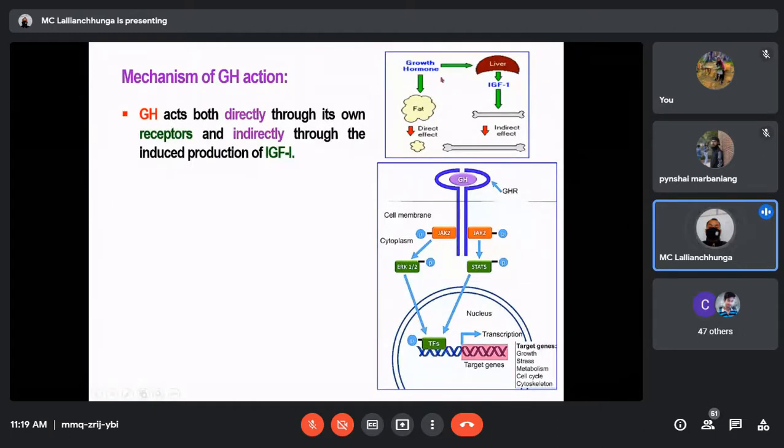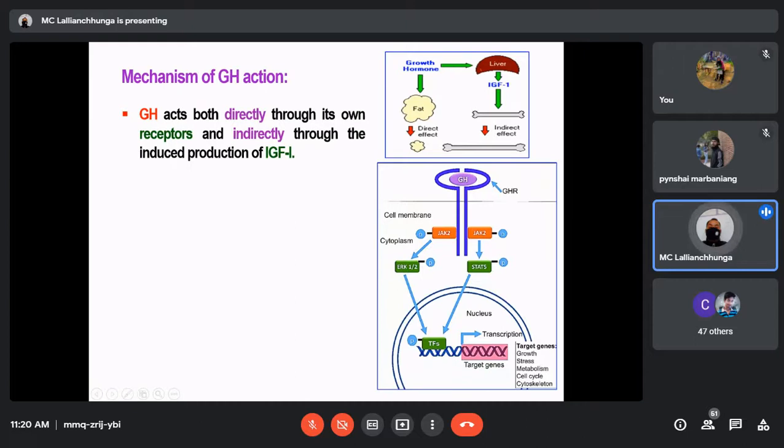Let's see this diagram. We have growth hormone. What is its direct effect? This growth hormone has its receptor located in the adipocytes, or fat cells. That means it can cause lipolysis of the fats, that is, breakdown of the triglycerides into free fatty acids. I've already told you. This is the direct effect, because these adipocyte cells have receptors for growth hormone.